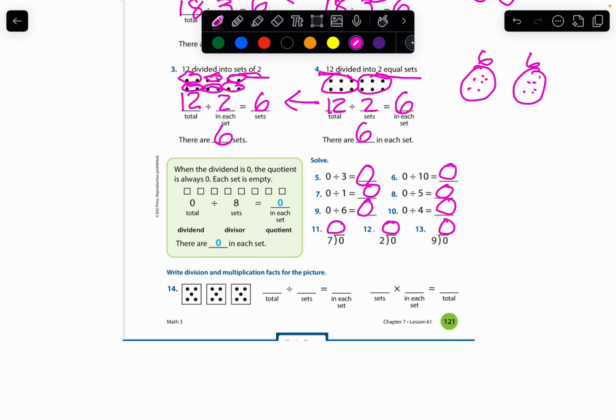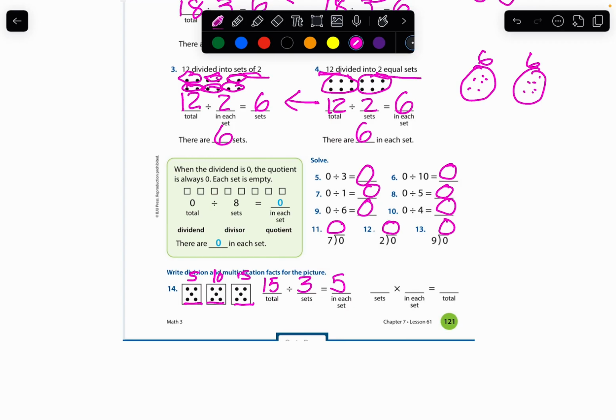1, 2, 3, 4, 5 in each block. So I could count by 5s. 5, 10, 15. So I know my total in all the dots is 15. How many sets do I have? Well, how many groups are in there? And we see we have 1 group, 2 groups, 3 groups, or 3 sets. And how many are in each set? Well, we said there was 5 dots. So 15 divided by 3 is 5.